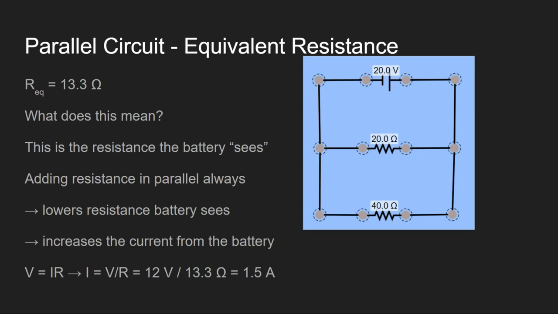Now, another thing that you can do is calculate the equivalent resistance and then calculate what's the current from the battery without ever calculating the current from either of the other two. You don't have to do it this way, but it's another way that you can double check your work. So 20 volts divided by 13.3 ohms gives you 1.5 amps. And so that's another way. So that should say 20 volts, not 12.